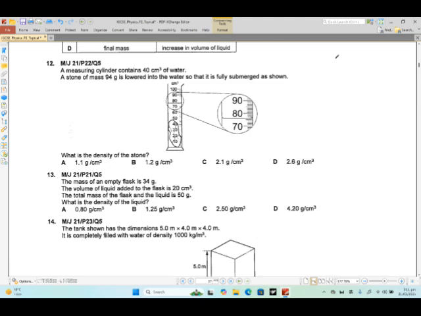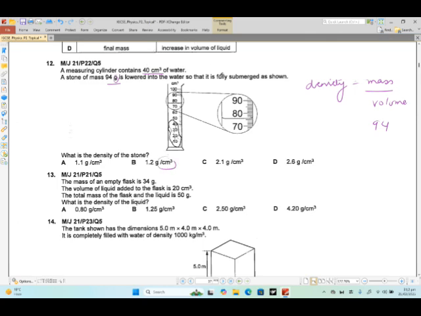A measuring cylinder contains 40 centimeter cube of water. A stone of mass 94 grams is lowered into the water so that it is fully submerged, as shown. This is the rock. What is the density of the stone? To find the density, we need mass by volume. So we need the mass of the rock and the volume of the rock as well. We already know the mass of the rock. It's 94 grams, and the units in the answer and the question are the same, so we don't need to do anything else.